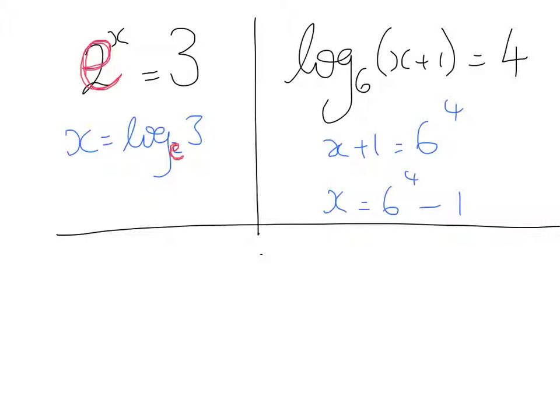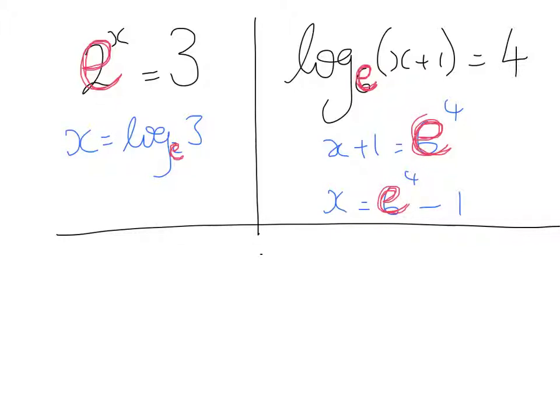What about in the second one? What if it wasn't log to base 6? What if it was log to base e down there? That's fine. The opposite of log to base e is e to the power of. So we get e to the 4 instead of 6 to the 4. And the answer looks like that.